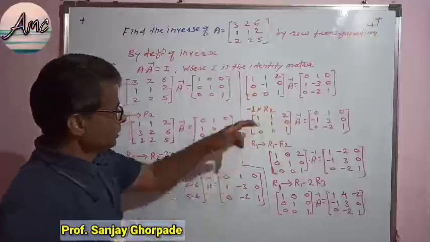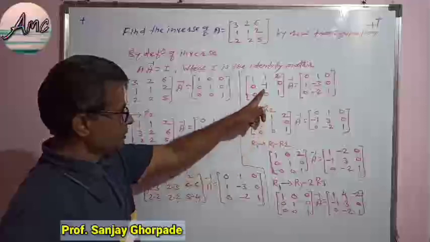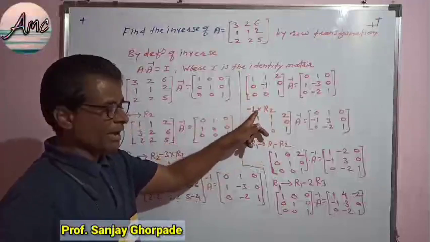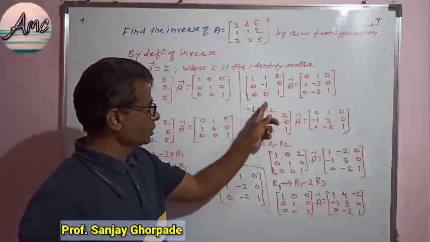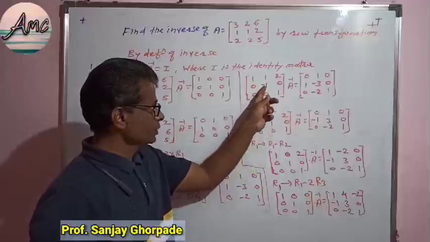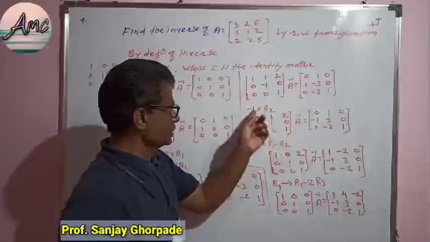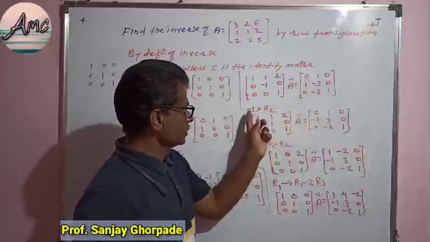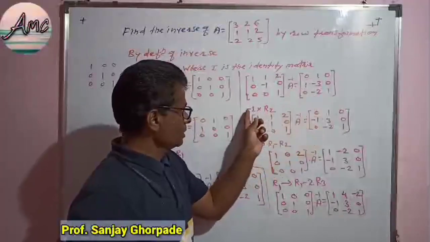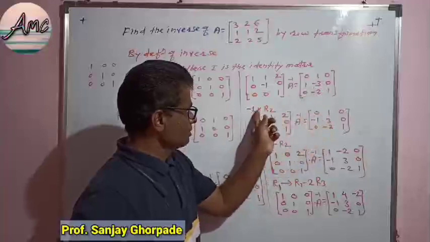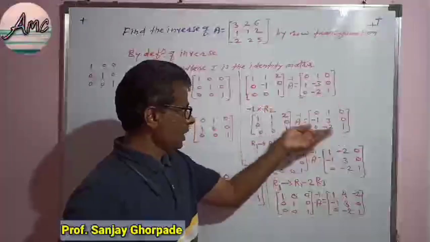Then we have to make this element positive, so multiply the second row by minus 1. So 1, 1, 2 first row as it is, 0 into minus 1 is 0, minus 1 into minus 1 is 1, 0 into minus 1 is 0. Third row as it is. On the right side, first row as it is. Minus 1 into 1 is minus 1, minus 1 into minus 3 is 3, minus 1 into 0 is 0. Third row as it is.